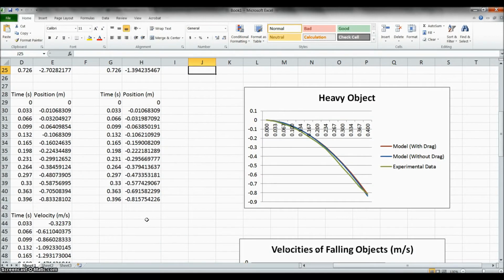So now I'm going to go to my data. The first object is the heavy object as it fell. And here we can see the model with drag is in red, the model without drag is in blue, and the experimental data is in green.